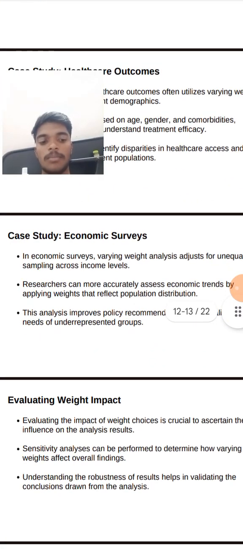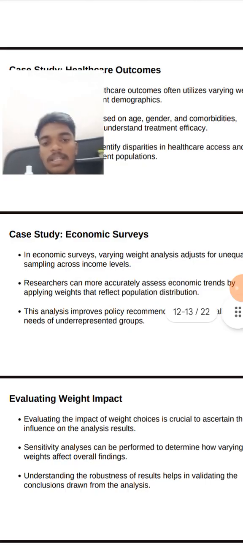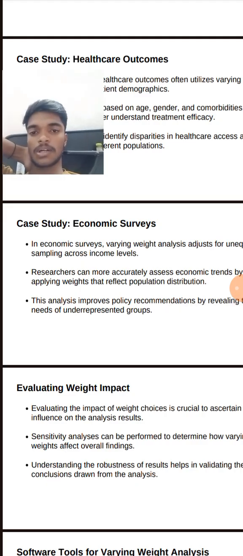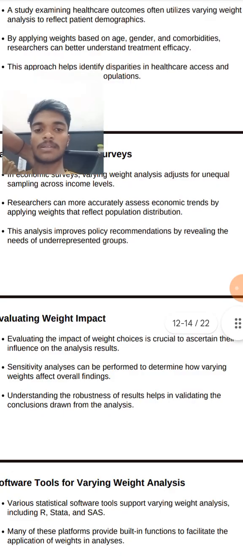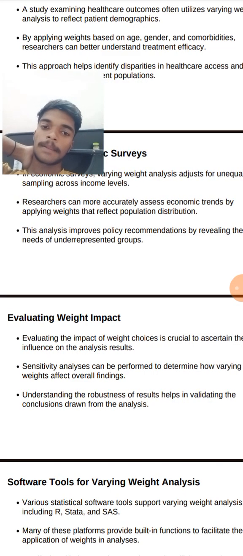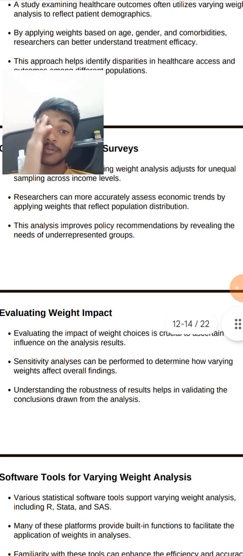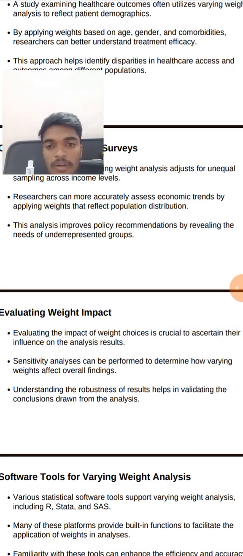Case study: economic surveys. In economic surveys, varying weight analysis adjusts for unequal sampling across income levels. Researchers can more accurately assess economic trends by applying weights that reflect population distribution. This analysis improves policy recommendations by revealing the needs of underrepresented groups.